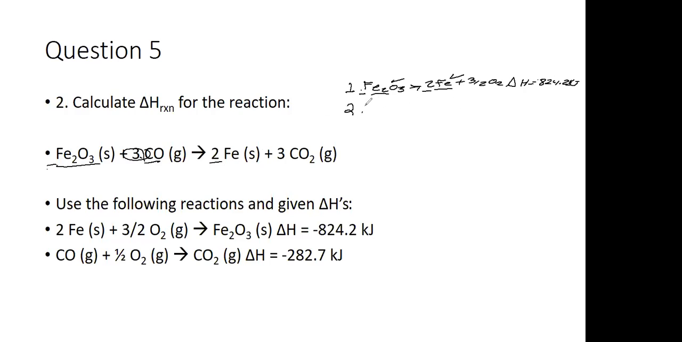So let's do that. So the second equation I'm going to manipulate by multiplying everything by 3. So 3 CO plus 3/2 oxygen goes to 3 CO2. When I do that, when I multiply everything by 3, my delta H value for my second equation also gets multiplied by 3, which means it is now negative 848.1 kilojoules.